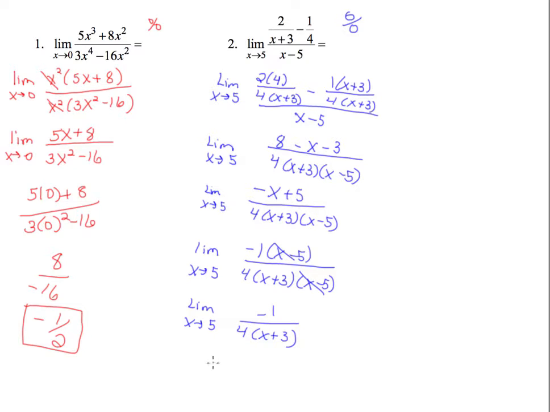So I'm going to go back to direct substitution, plugging in 5 in place of every x, simplifying down, and I end up with negative 1 over 32. So the answer is negative 1 over 32.